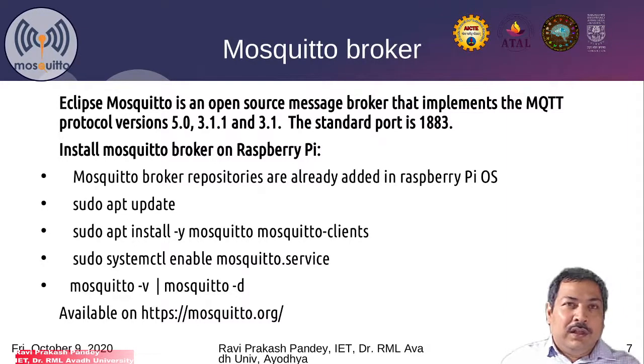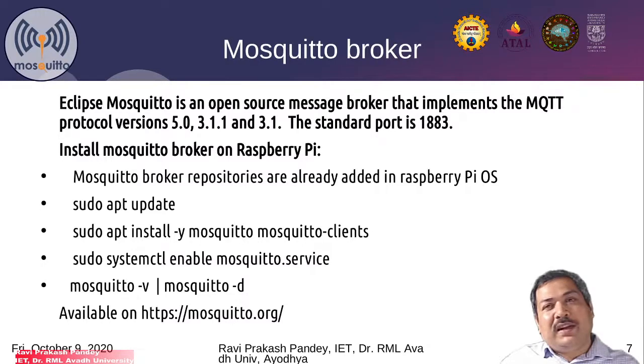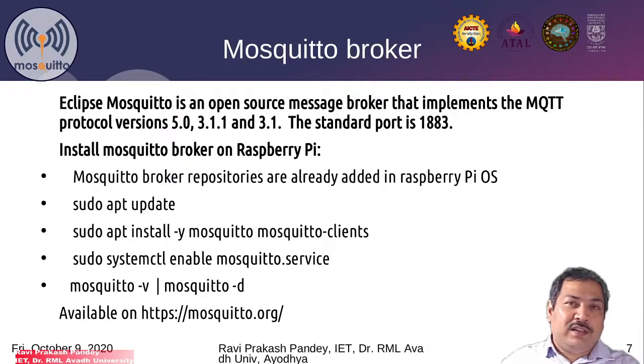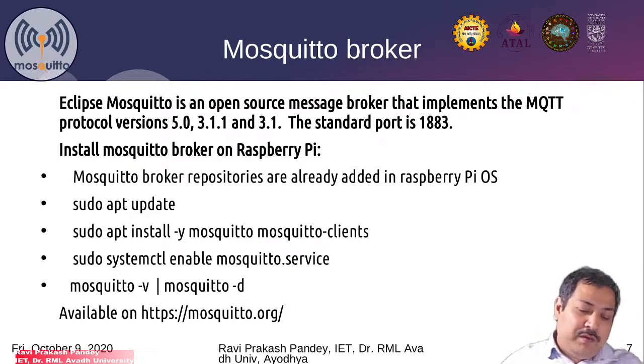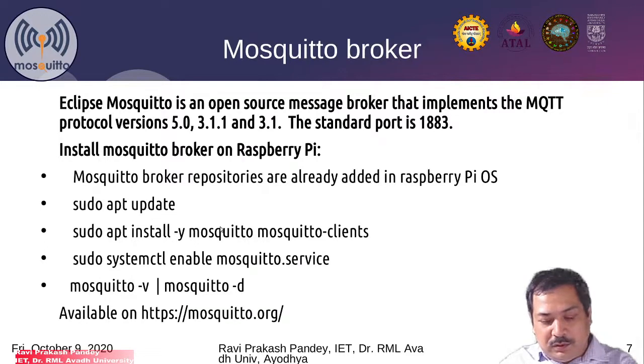Once you have installed this Mosquito server and Mosquito clients, one thing that remains to be done on the Raspberry Pi is to tell your system to automatically start this Mosquito server or the Mosquito service whenever the system restarts. So for that, we will use this command, that is sudo systemctl enable mosquitto.service. So this is all about installing on Raspberry Pi. Now we will try to do that on our actual machine.